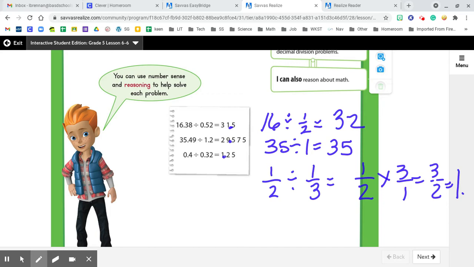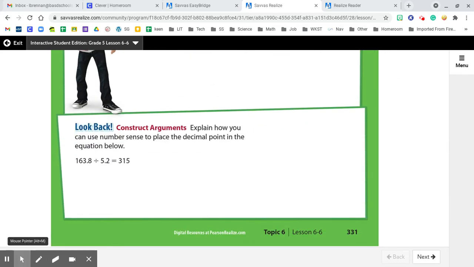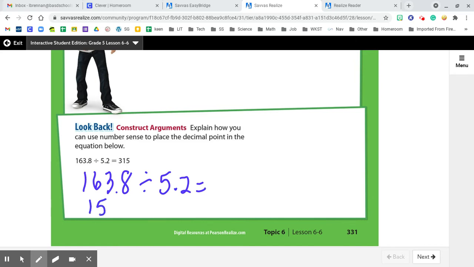So let's move on. Explain how you can use number sense to place the decimal in the equation below. So 163.8 divided by 5.2. How many groups of 5.2 can we get out of there? If we have, let's say 150, I'm using compatible numbers, divided by 5, my answer is going to be around 30. So the decimal point will probably go right after the 1.